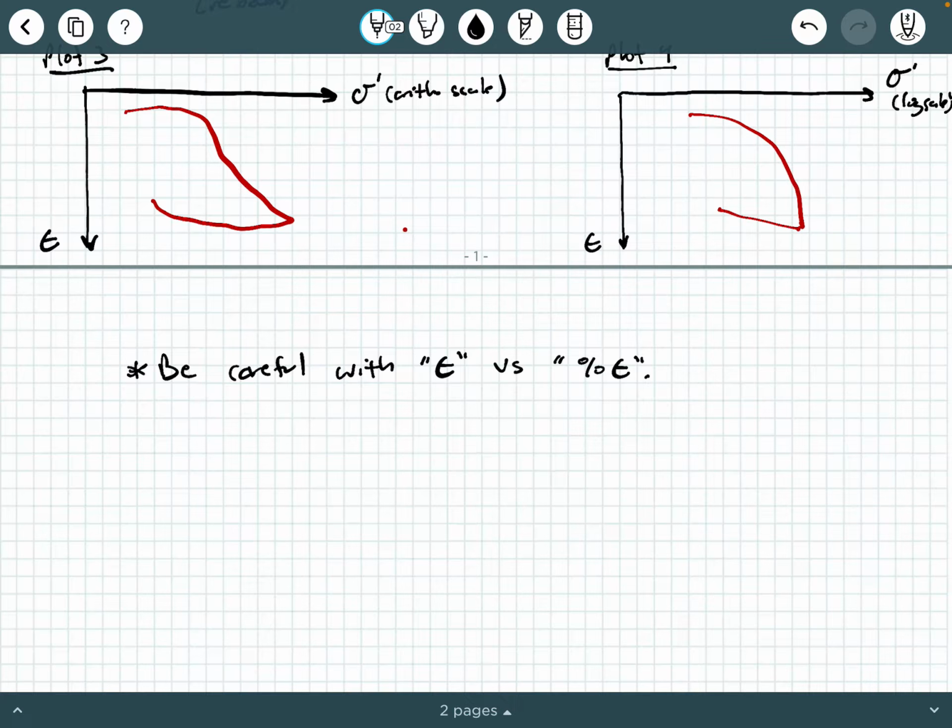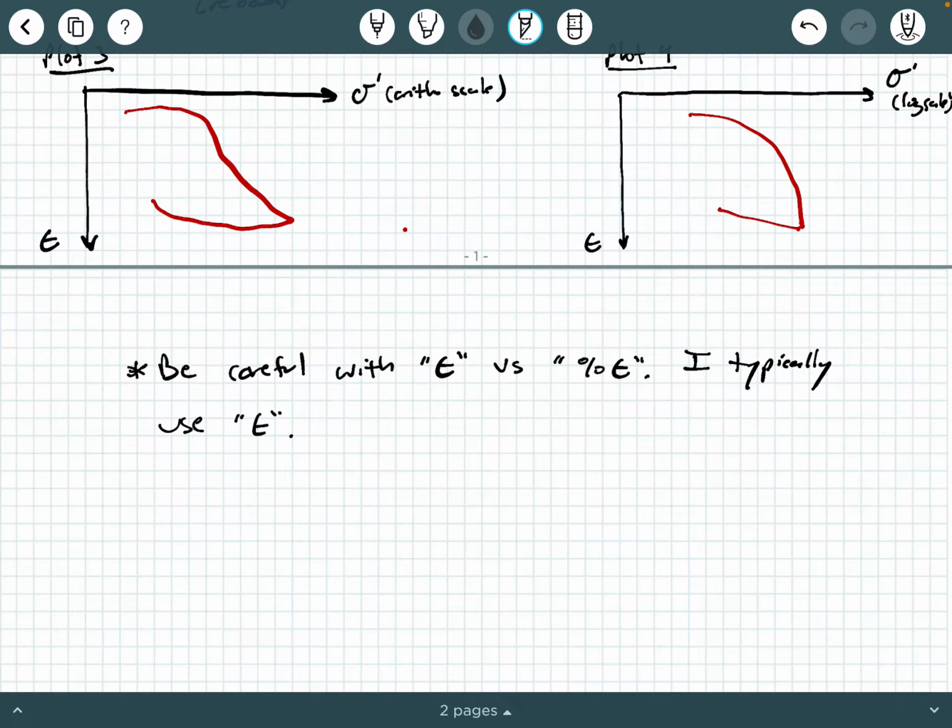So I typically use regular strain, which is a decimal, okay? But you could see this data as percent strain. I think in mechanics of materials, we typically express it as decimal strain, but be very careful. If you're gonna deal with strain as a percentage, there should be a percent sign somewhere here.